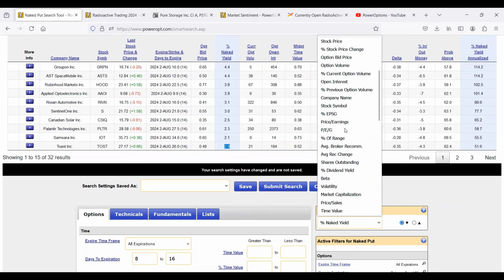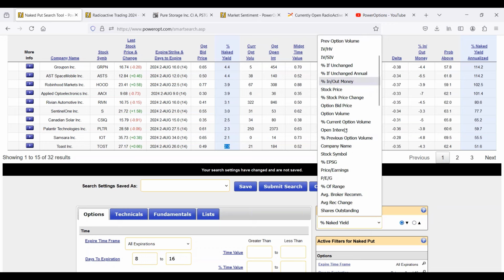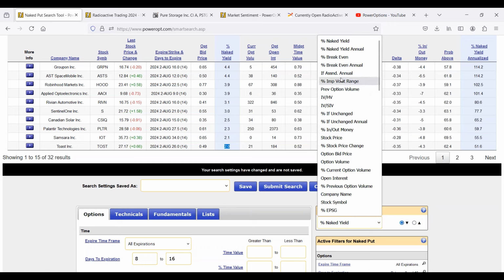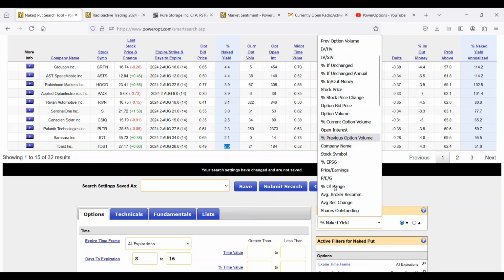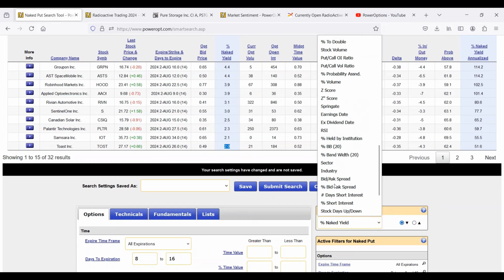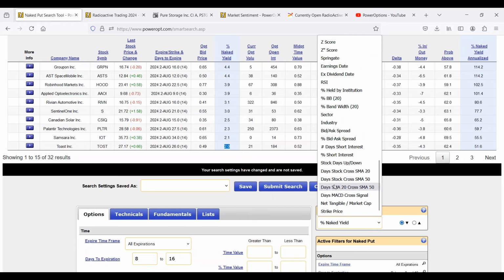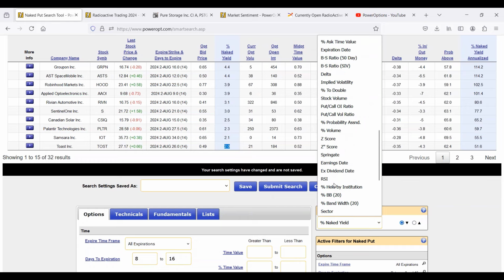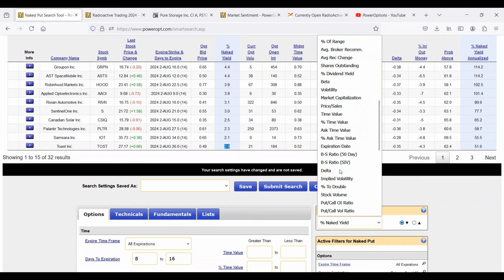I can find it, which I think I'm in the stock ones now, so I missed probability. I know it's staring me right in the face. Let me just keep scrolling down here. Sorry about that. Strike price. Okay, I'm just missing it. I think I've walked over it twice now.